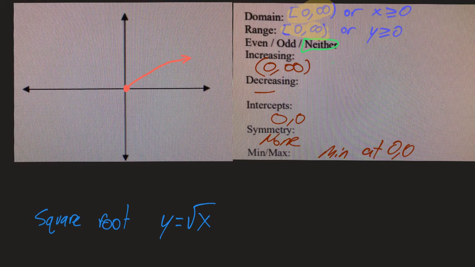So you'll notice that's actually matching up with the domain perfectly. No sections decreasing. There is that intercept at 0, 0, the origin. And again, like we said, no symmetry. And there is a minimum at 0, 0. The square root function is really interesting because of that cutoff, right? Remember, we can't take the square root of a negative number, and that's why this graph only starts from 0 and moves forward from there.